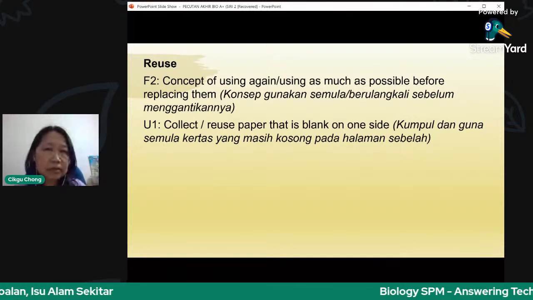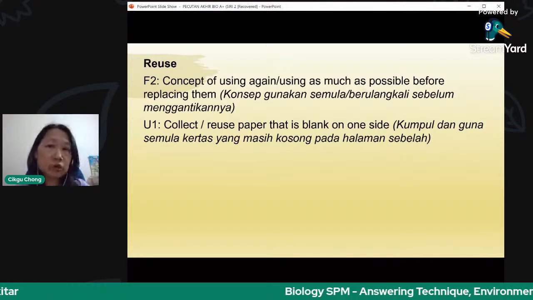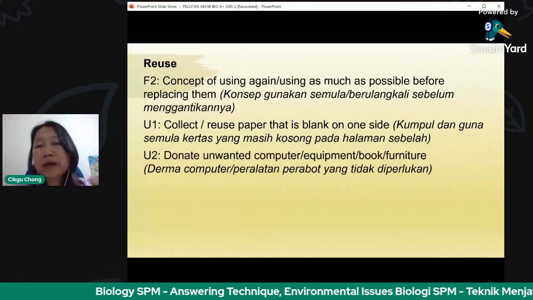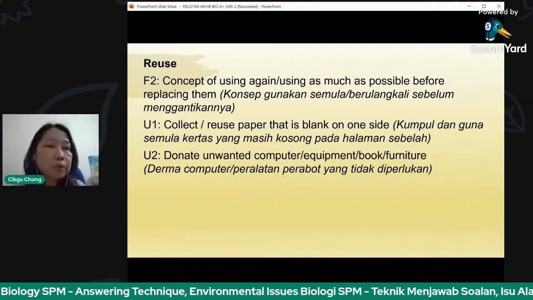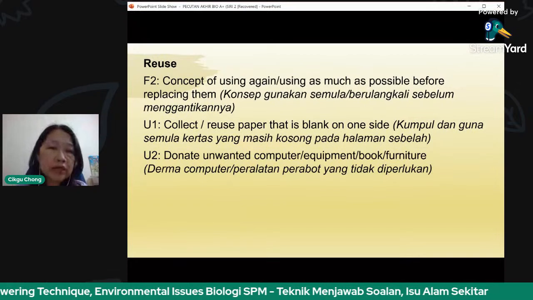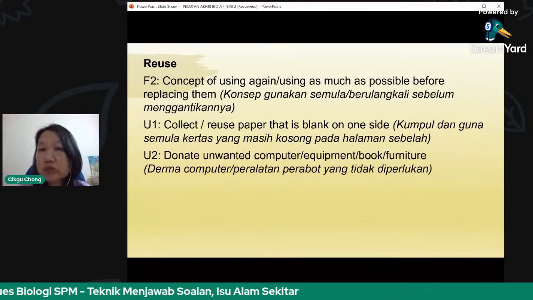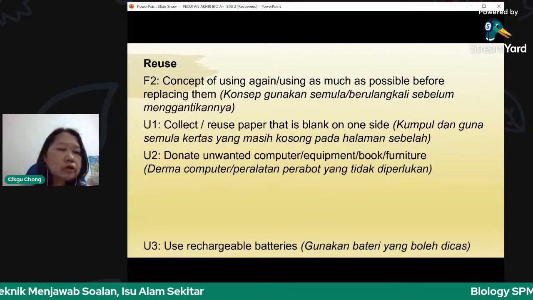Maybe especially the orphans, they don't mind second-hand clothing. Maybe you mind because you find it's old, you can afford to buy new ones. But some people who are so poor, they don't mind getting free clothing. All right, so you donate it to people who need it. Books, furniture, equipment. Okay, use rechargeable batteries.